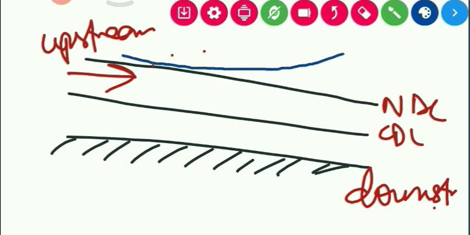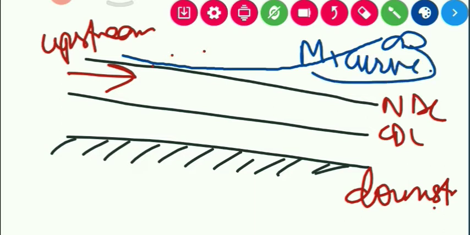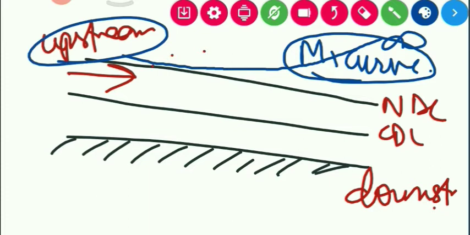Okay, and this takes like this, to infinity. So this is the M1 curve, and this is the curve for zone 1.